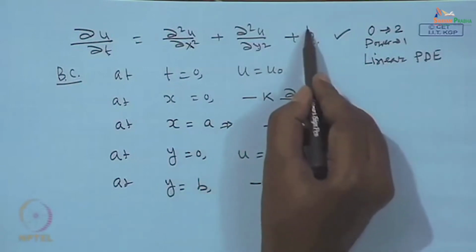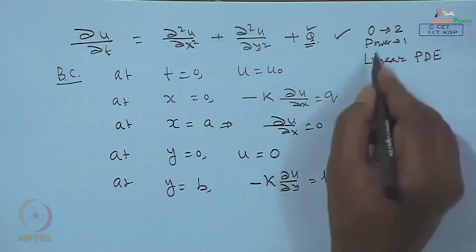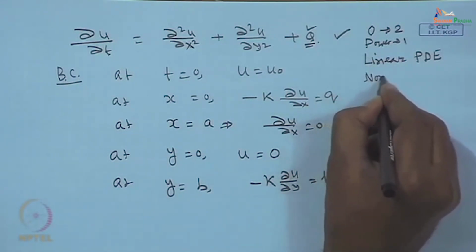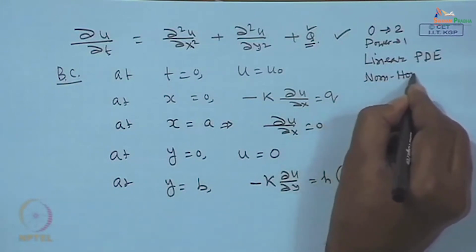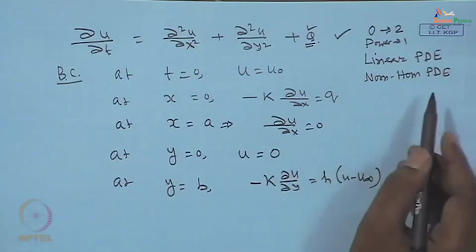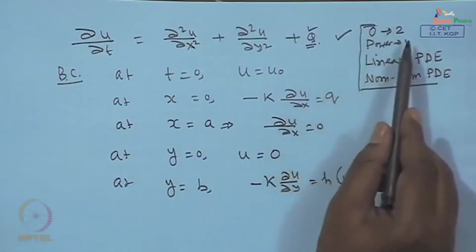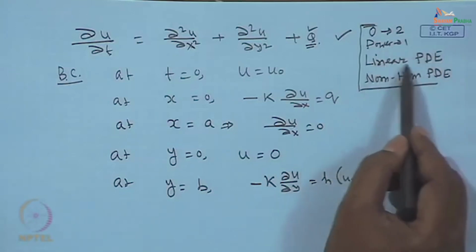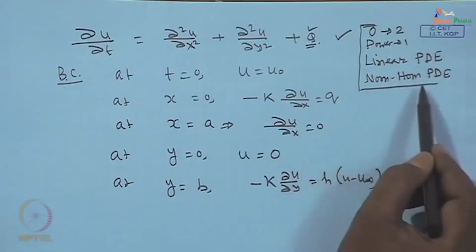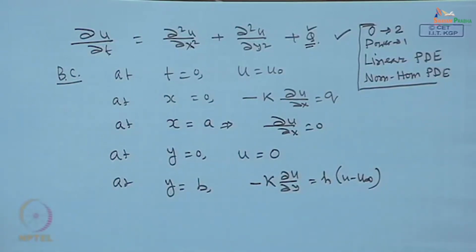There is one term present in the equation which does not depend on the dependent variable. So, therefore, this is a non-homogeneous partial differential equation. So, these are the characteristics of this equation. It has order 2, it has power 1, it is a linear partial differential equation, and it is a non-homogeneous partial differential equation. Now, let us look into the boundary conditions.